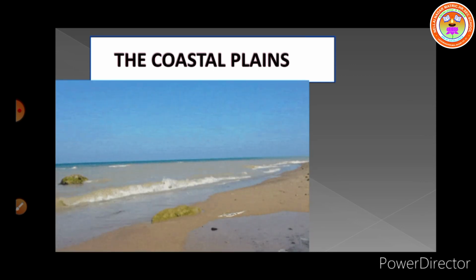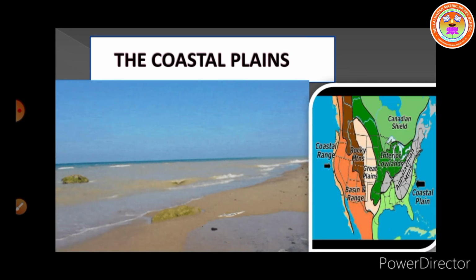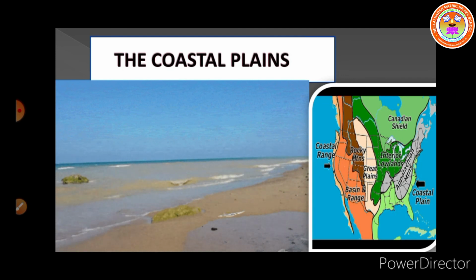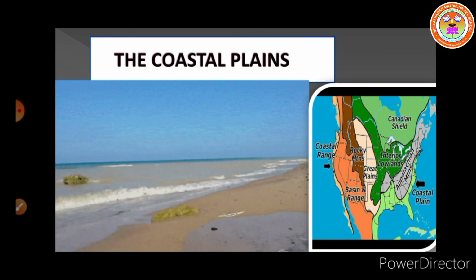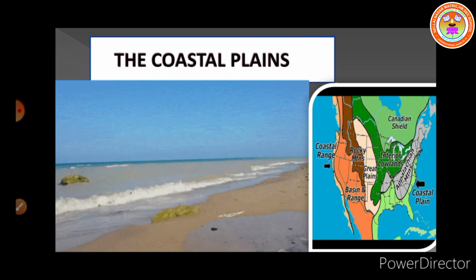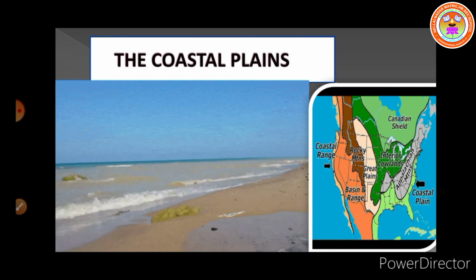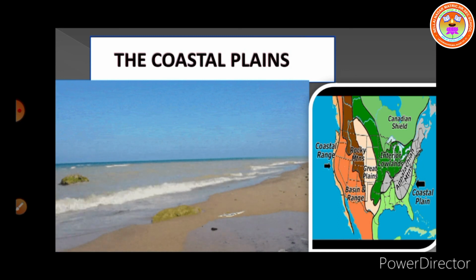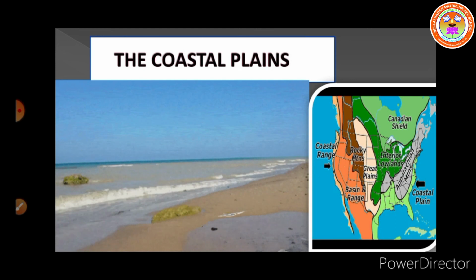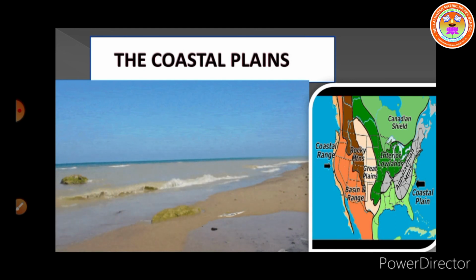Okay? Next let us see the coastal plains. The coastal plains of North America are the youngest in age. This is a low and relatively plain area with sandy soil which is infertile in nature. Here swamps and marshes, meaning wet land with grassy vegetation, are abundant and the coast is indented by river mouths and bays on which many important seaports are located.